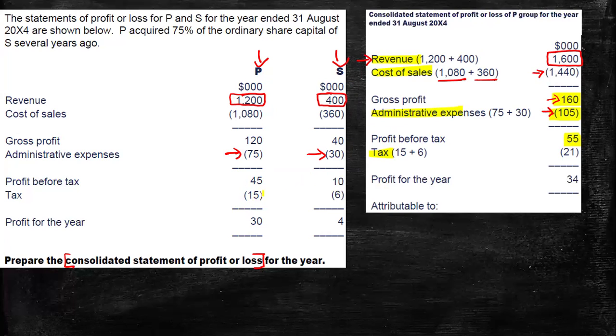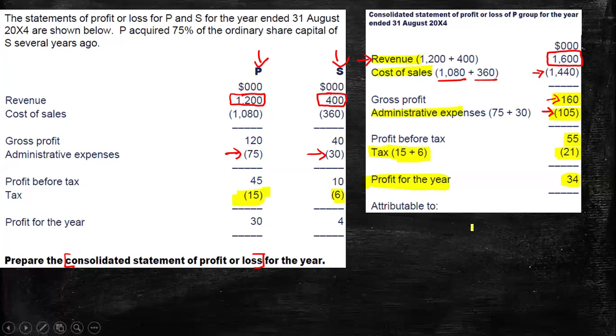So we have then the tax amount. The tax amount will again be 15 for parent, 6 for subsidiary. We add them up and we get our tax amount to be included in the consolidated statement of profit and loss. And then for the profit for the year, we have to take the difference between profit before tax and tax amount. 55 minus 21 gives us 34 as profit for the year.